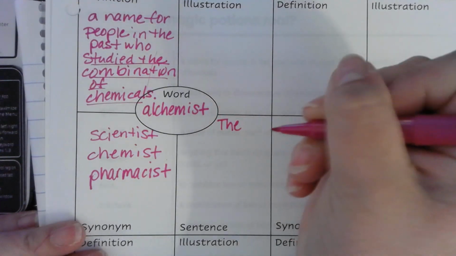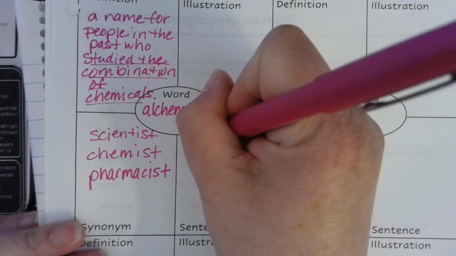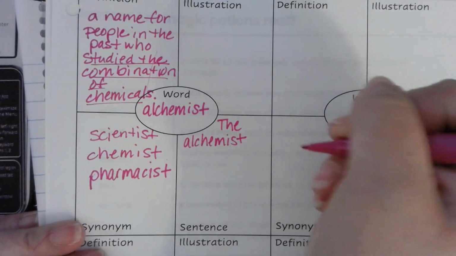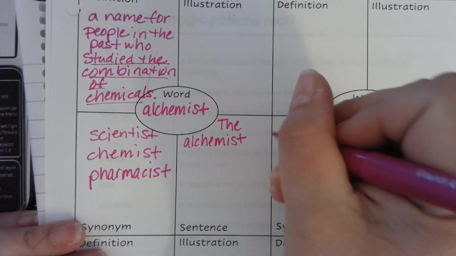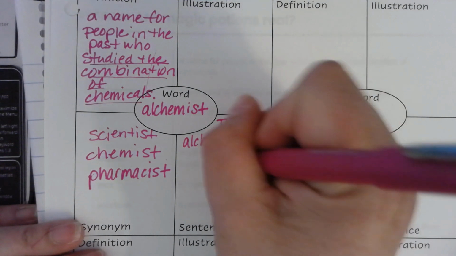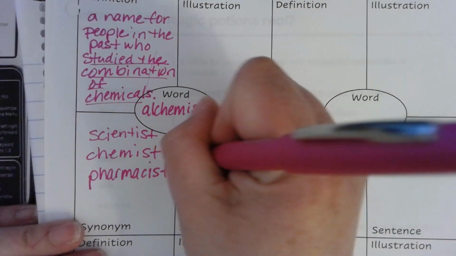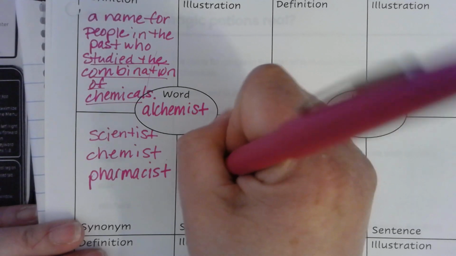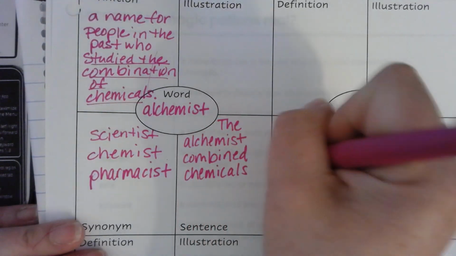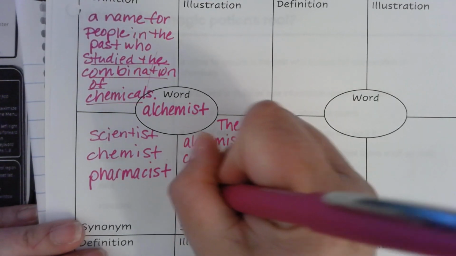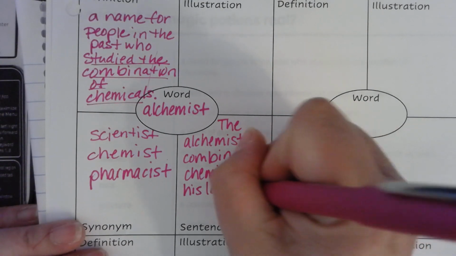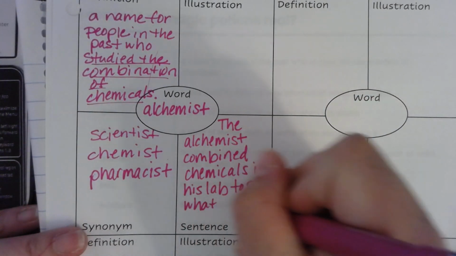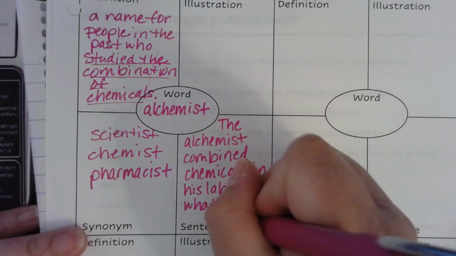All right. So whatever yours might say, I'm going to kind of make up something that basically was like what you guys said. So the alchemist combined chemicals. It's the cure to cancer. In his lab to see what they made.